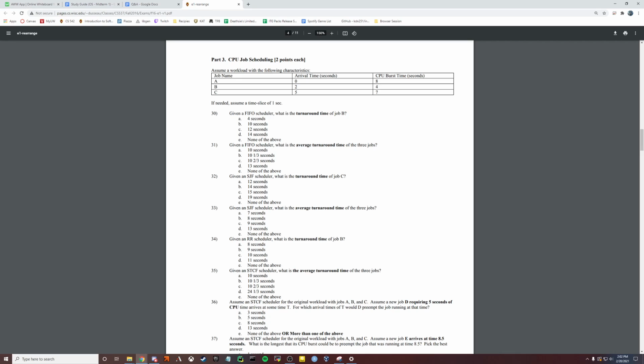Well, if it's first in, first out, job A got there and had to run for 8 seconds before B can start, as FIFO does not allow interrupts. Yeah, FIFO doesn't preempt. So job A is going to complete, so the turnaround is 10 seconds. I think that's correct. B is 10 seconds.